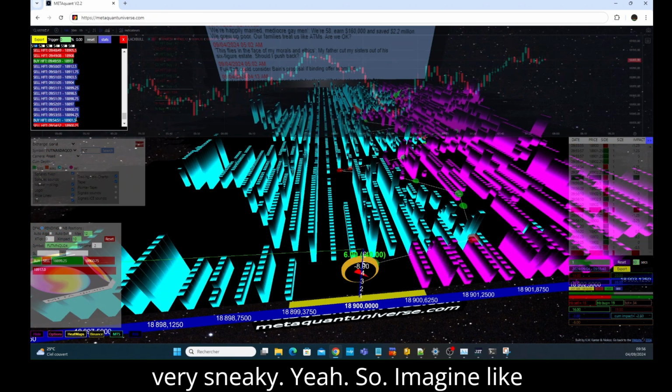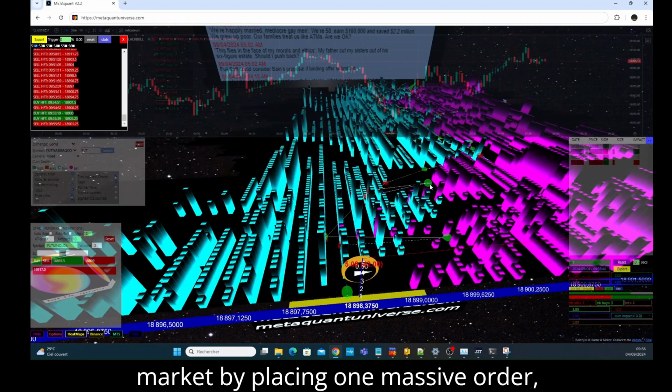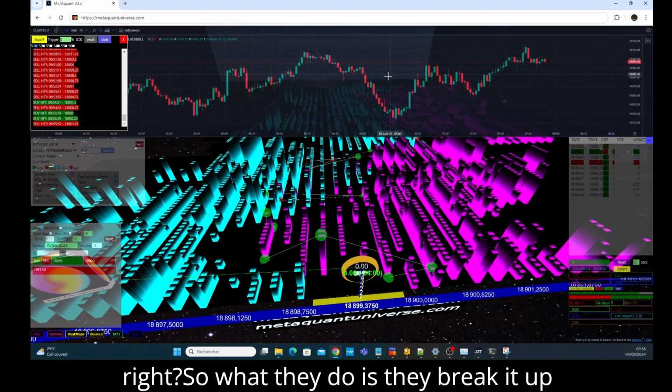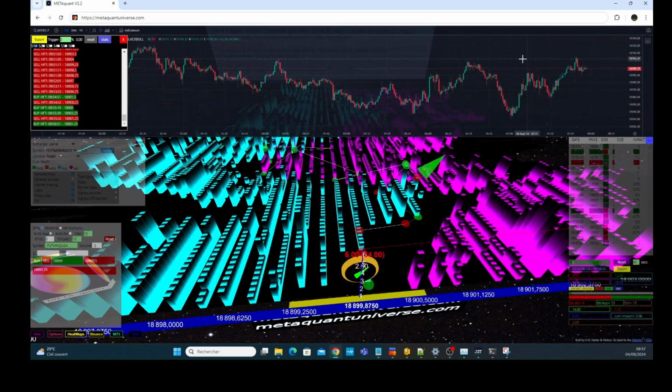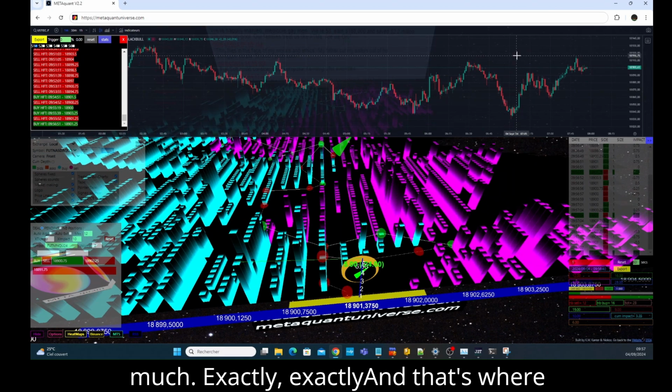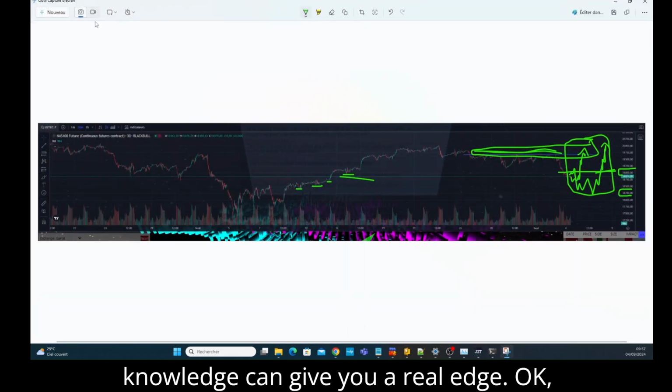Yeah. Imagine someone wants to buy a huge amount of stock, but they don't want to spook the market by placing one massive order. Right. So what they do is they break it up into a bunch of smaller orders and feed them into the market gradually, so they're not rocking the boat too much. Exactly. And that's where having the right tools and the right knowledge can give you a real edge.